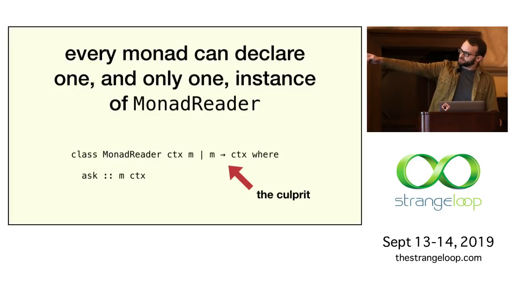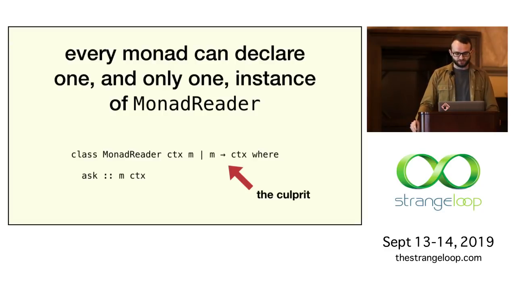This arrow here, that little right arrow, is what establishes that property, that fixed meaning property. It's called the functional dependency, and what it states here is that each m, if it implements this interface, maps to a unique type CDX. So a monad doesn't have to implement the monad reader interface at all, but if it does so, then it can only do so once.